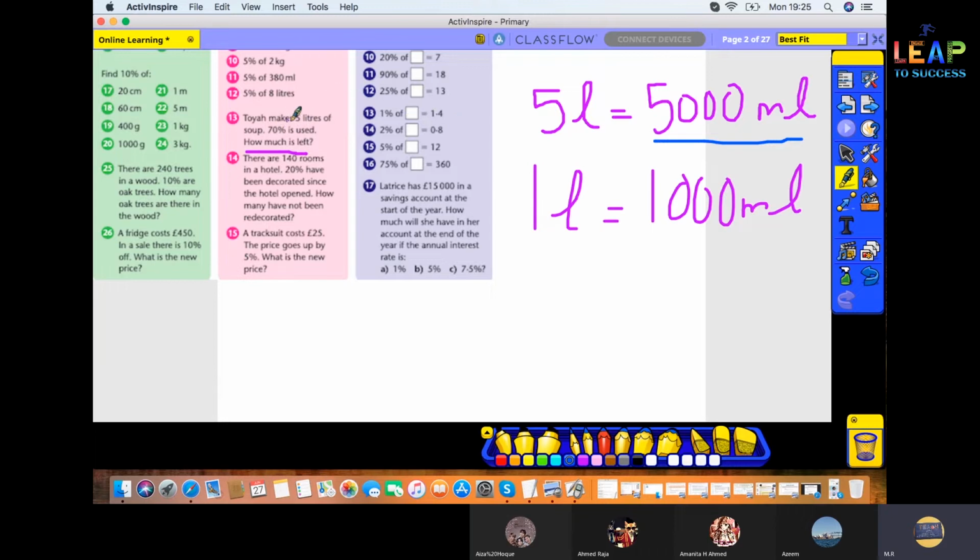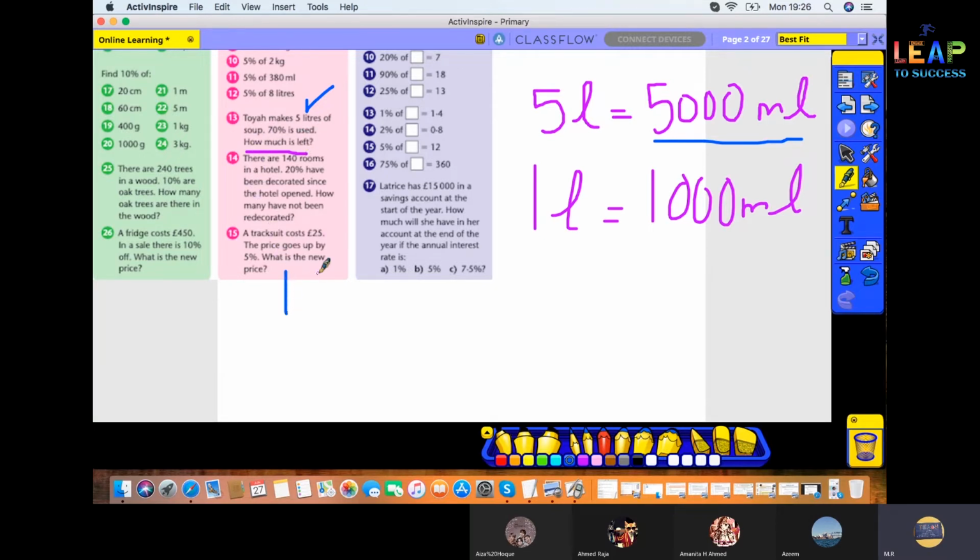So now you've made it into an easier format to answer the question. You've done that part: Toya makes 5 liters of soap. 70% is used. How much is left? You would say, okay, I will work out 70% of that. However, there's a shorter technique here. If 70% is used, it's not asking for that 70% in the answer. It's saying how much is left.